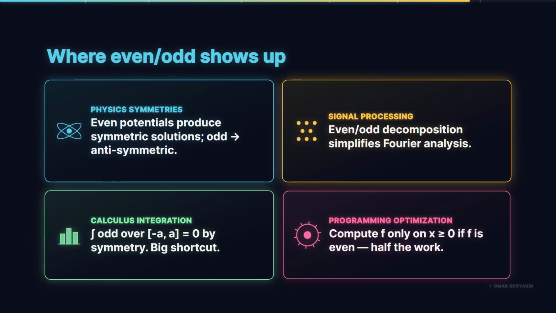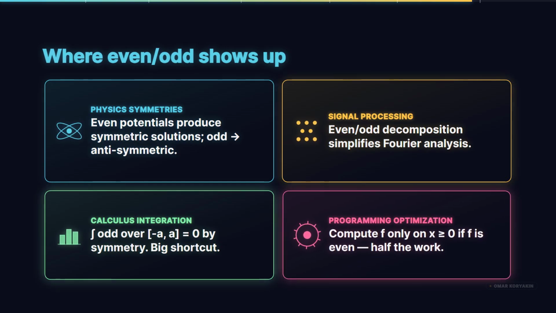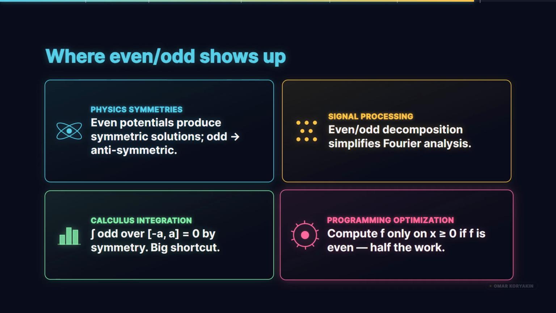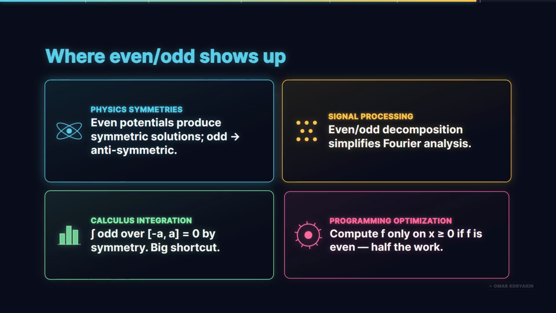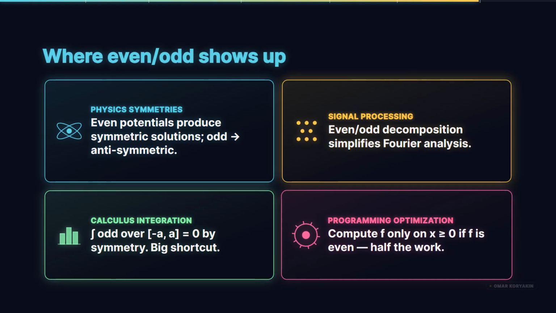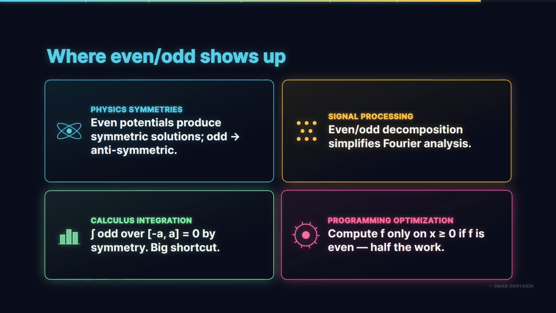In computer programming and numerical analysis, even-odd classifications enable computational optimizations. If a function is known to be even, you only need to compute it for non-negative x and reflect to handle negative x. The same trick halves the work for tabulated functions, lookup tables, and many simulations. Recognizing and exploiting symmetries in code is an efficiency technique that scales the same way the mathematical analysis does.